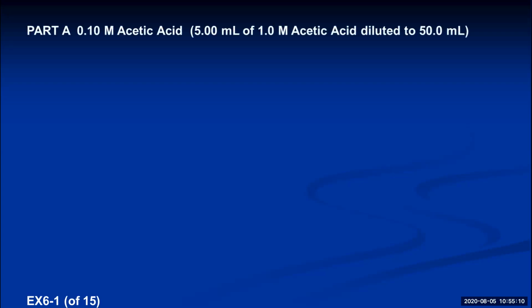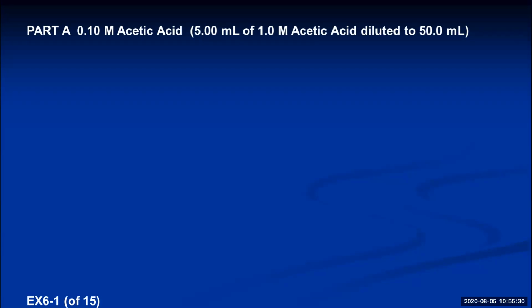This is the pre-lab for experiment 6, where we're going to work through the theoretical calculations for the pHs of many of the solutions we're going to prepare in today's experiment. In part A, a 0.10 molar acetic acid solution is going to be prepared. The way that's going to be done is 5.00 milliliters of 1.0 molar acetic acid is going to be diluted to 50.0 milliliters. That dilution should produce a 0.10 molar acetic acid solution.